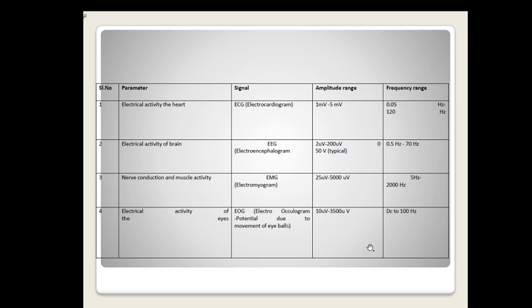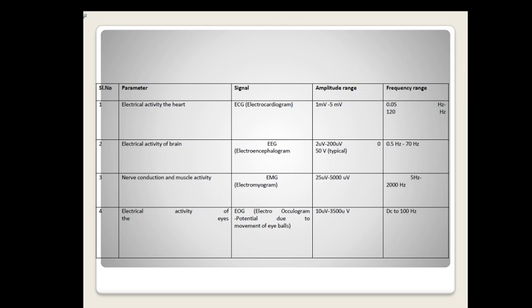And what are the parameters and what are the ranges? If we want to diagnose the electrical activity of the heart, the signal is called the electrocardiogram, and the amplitude range is 1 millivolt to 5 millivolts, and the frequency range is 0.05 hertz to 120 hertz.